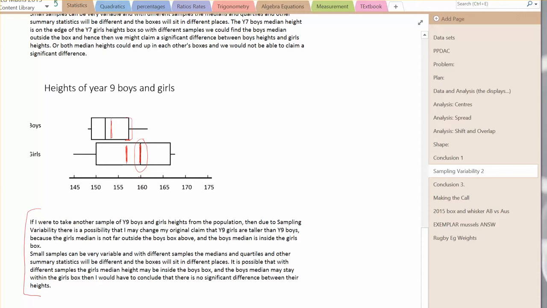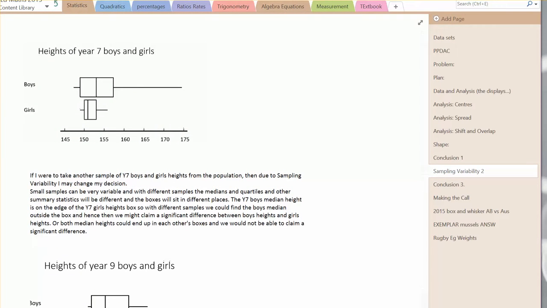So really, it's about looking at the medians in the boxes, considering how far away the medians are from the edge of the other boxes, and whether taking different samples with different statistics would mean you make the same conclusion you've just made in paragraph 1. So you could pause now and read this example.